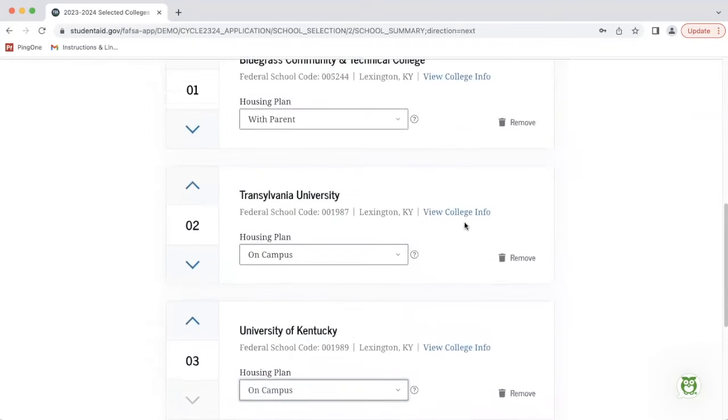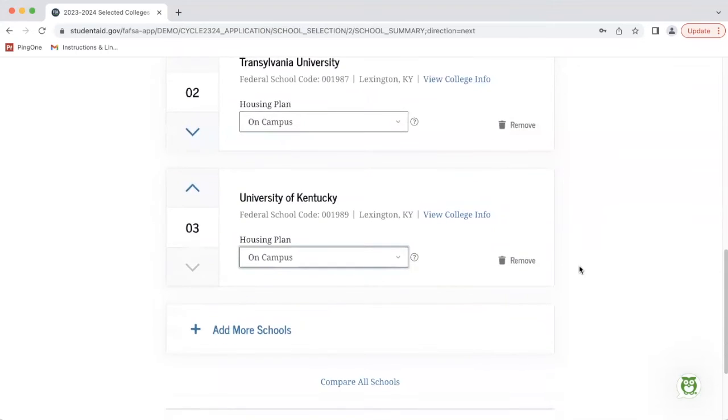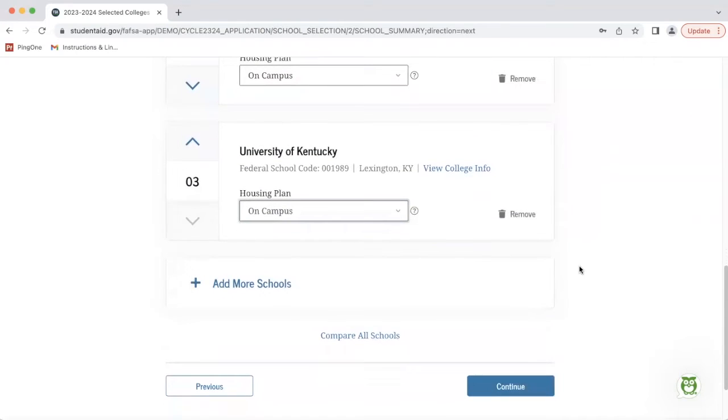This particular section, when you put in your housing plans, it doesn't hold you into that. But what it does is it is nice to give the colleges a heads up on what you're thinking at that point. You can always change your mind later.